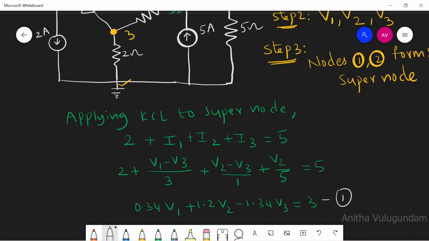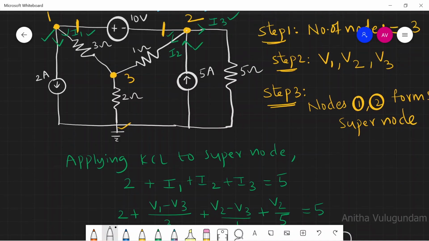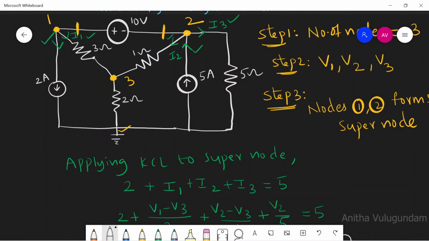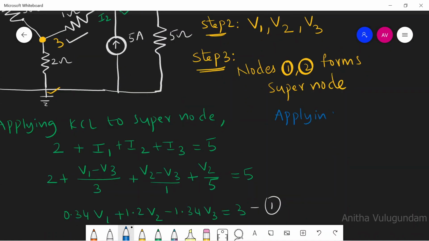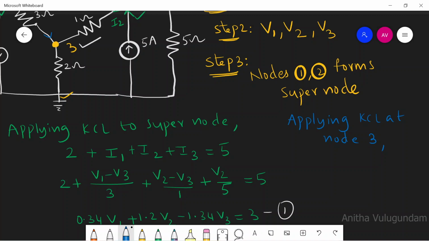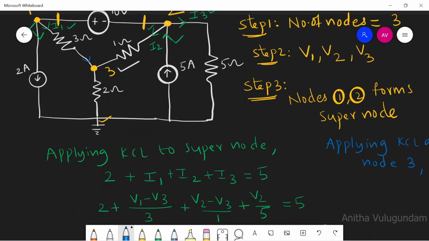We have node voltages V1, V2, V3. In order to obtain 3 unknowns, we require 3 equations. And I'll apply KCL at node 3 now. Applying KCL at node 3. I1, we assumed, is leaving here. Let it be in the same direction. Even here let it be in the same direction. I'm assuming this as I4.